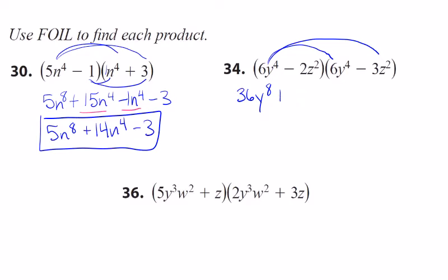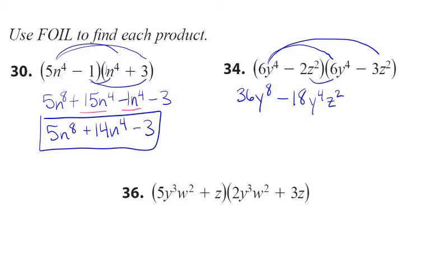Should be a negative 18 though, right? Because we have a positive times a negative. And then so negative 18. And then we have y to the fourth times z squared. So those are not like bases, so we just tag them next to each other. We don't add exponents, or we can't do anything more with that.